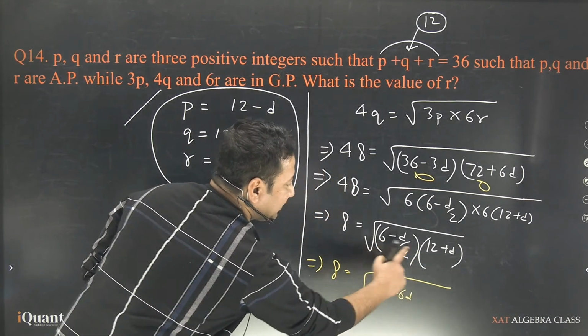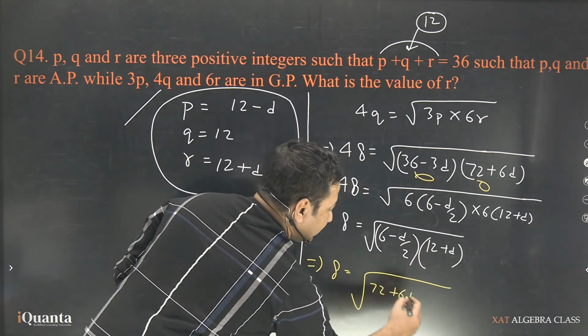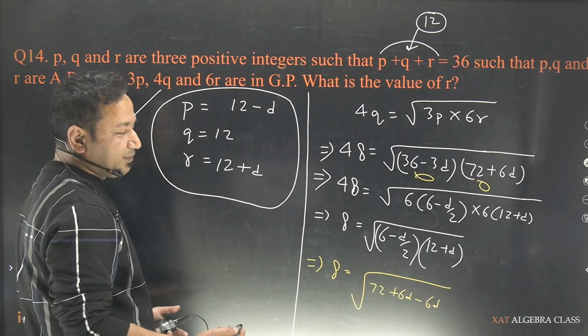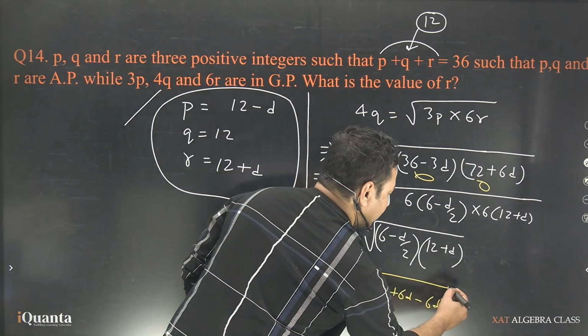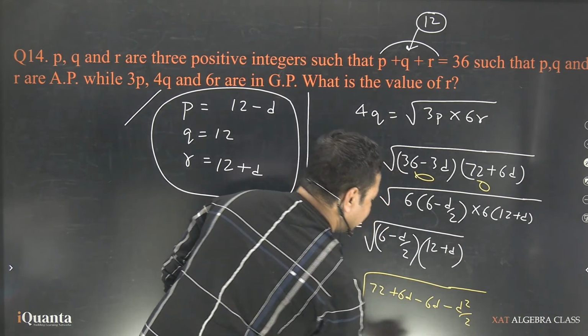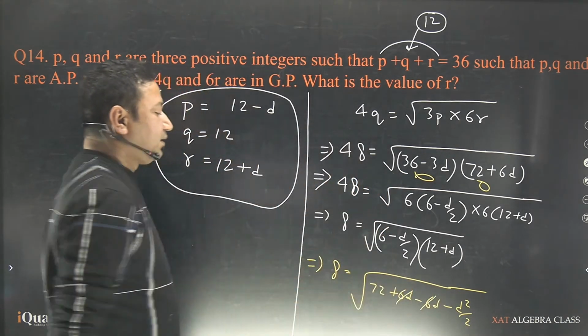Multiplied by 6 these two, then minus d by 2 with them. So I will get minus 60. Minus d by 2 plus multiplied by 12 is minus 60. And then I'll get minus d square by 2. See, so how easy my life has become.